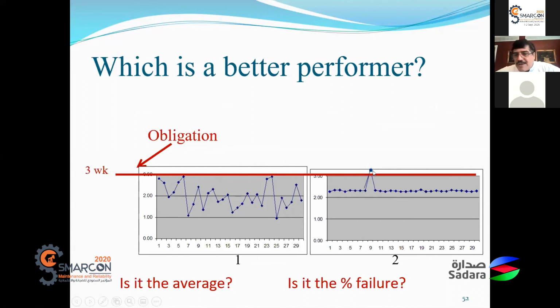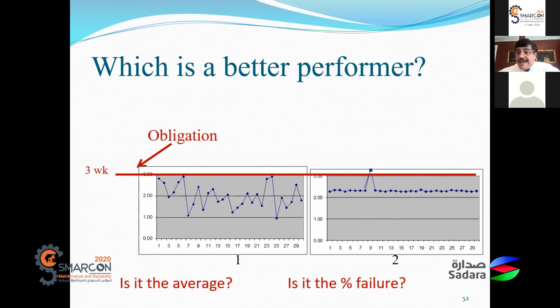And let's add to it that these people have a history of not exceeding the obligation of 3 weeks. So which one is a better performer? Many people will know that this is a better performer than this one, but they can't really explain it with numbers. So what is it?